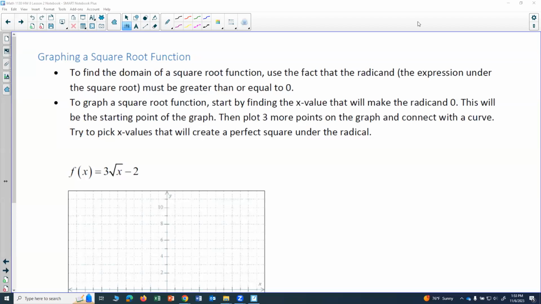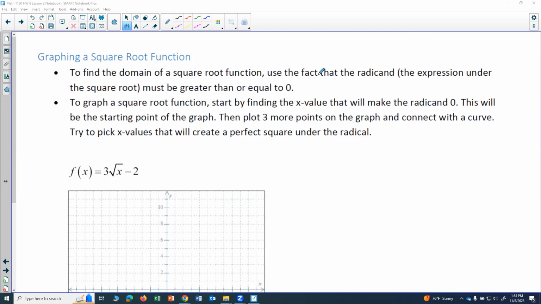This video is about graphing a square root function. To find the domain of a square root function, use the fact that the radicand, which is the expression under the square root, must be greater than or equal to 0.